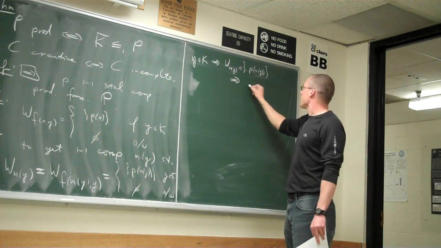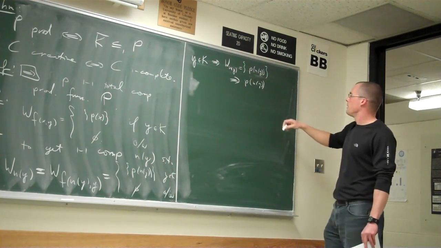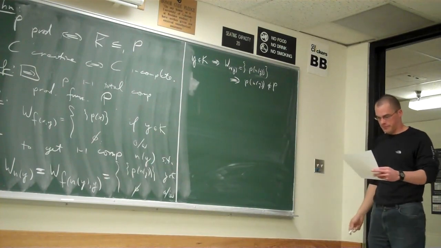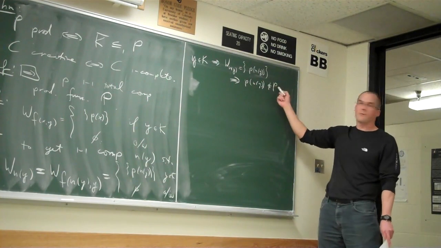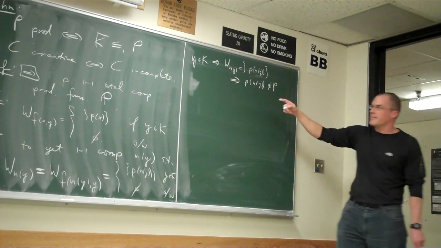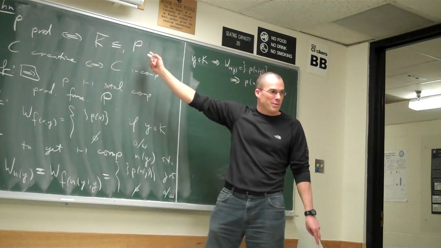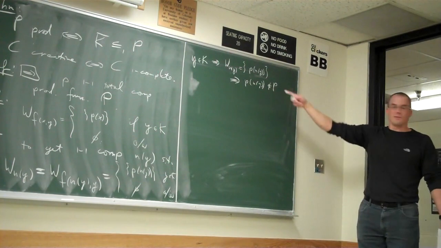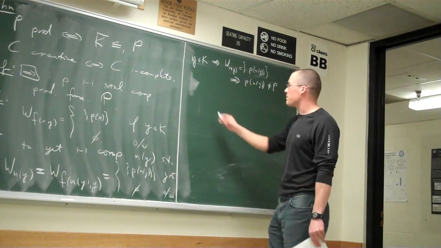Therefore, we get that P of ny is not in P, which is the same as P of ny is in P complement. And that's exactly what we wanted, right? If you're not in K, then you should be in P. So if you are in K, you should be in P complement. So that's half of the statement. The other half is the next implication.